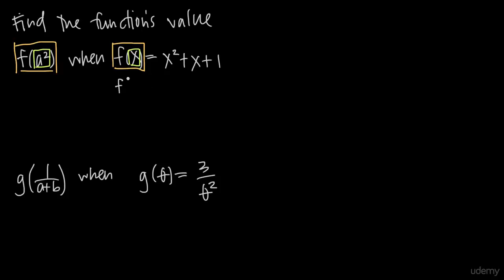So we're going to say f of a squared, and then just plug a squared into the right hand side everywhere where we have an x. So we're going to get a squared squared plus a squared plus 1. A squared squared is a to the fourth plus a squared plus 1.